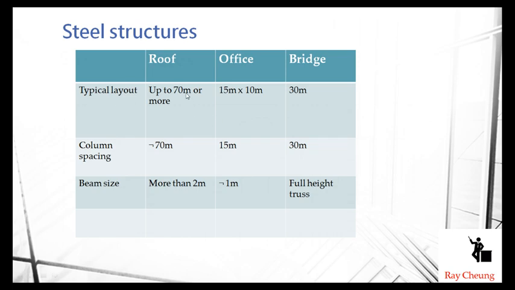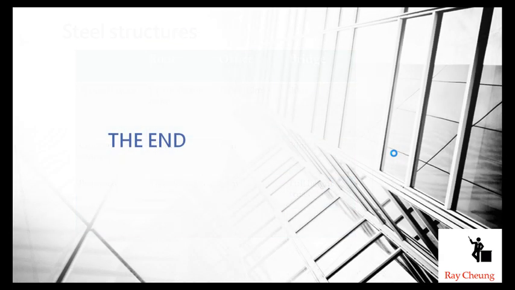That means, for example, if you design a roof, you can put columns up to 70 meters apart, and this is sufficient to take the loading for a roof only. But for the office, you can assume 15 meters. For the bridge, assume 30 meters. That means if you assume a longer column spacing, it is not impossible at this moment. Thank you.